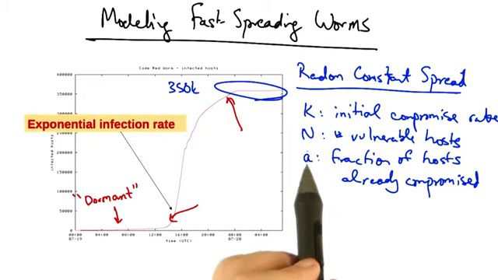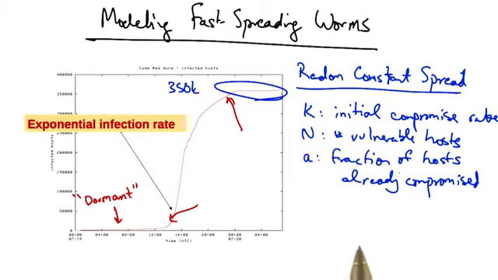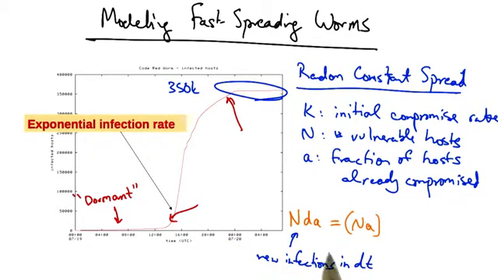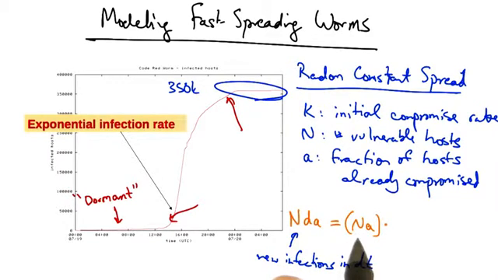If K is the initial compromised rate, N is the number of vulnerable hosts, and A is the fraction of hosts already compromised, we can now express the number of hosts infected at a particular time increment in terms of the machines already infected and the rate at which uninfected machines become compromised. So if N dA is the number of newly infected machines in dt, we can express that in terms of the number of machines already infected, which is N times A. So these are the hosts already capable of doing more scanning.